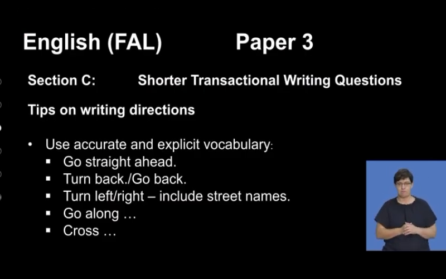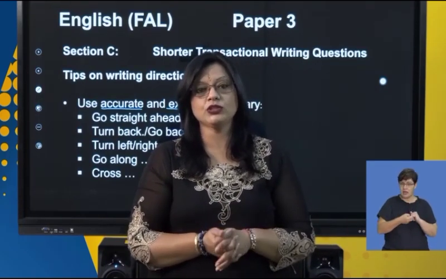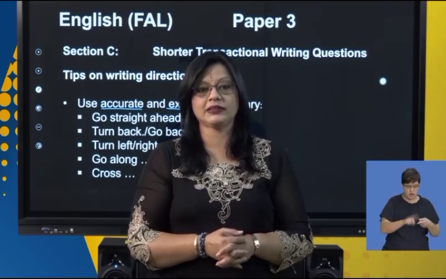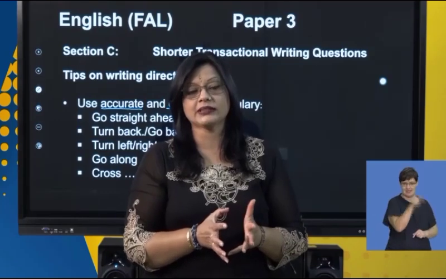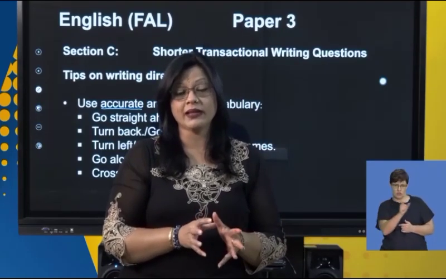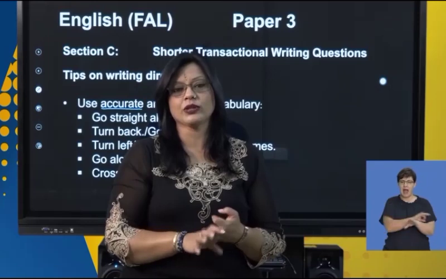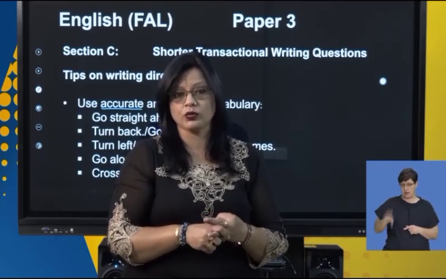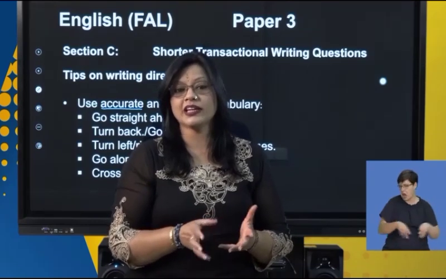Then, if we look at tips for shorter transactional writing, we need to ensure that we use accurate and explicit vocabulary. Remember, the shorter transactional piece that you would attempt is for formal writing. So you need to ensure that your tone and register throughout your formal writing pieces are formal. You also need to plan before you start writing. It's very, very important to plan, because when you plan, you decide whether or not you are able to maintain a piece for 80 to 100 words. When you're planning for directions, for example, you need to have at least 3 landmarks. So you need to decide which 3 landmarks you're going to include. Are you including a school? The local church? A local park? It could be a local spa. There's a range of things that you can include as landmarks.